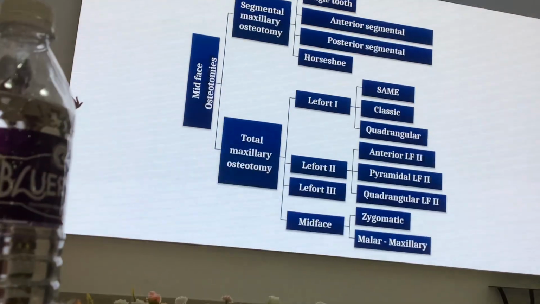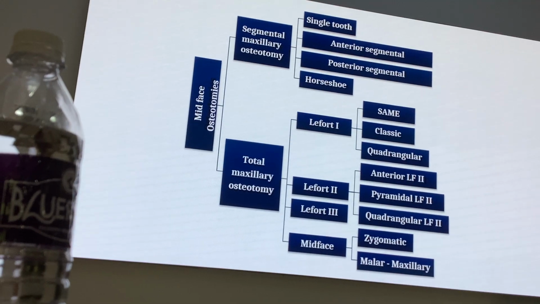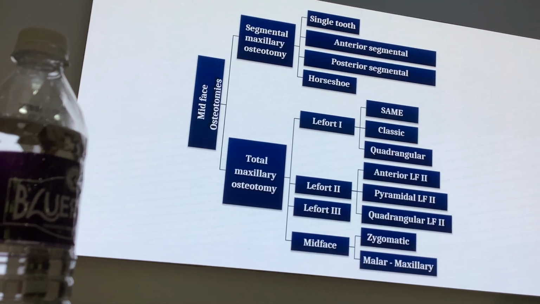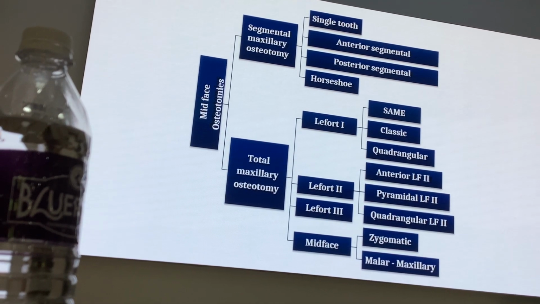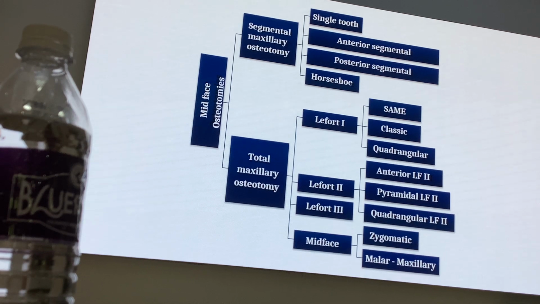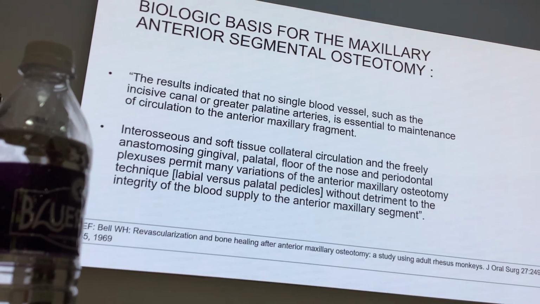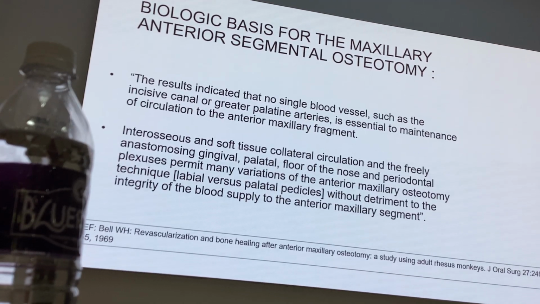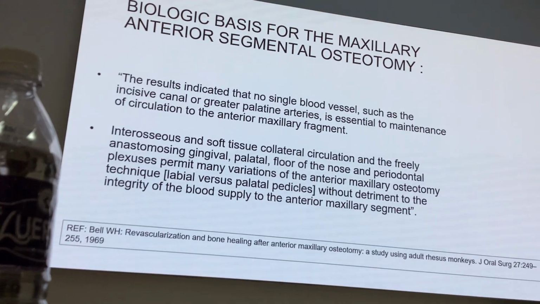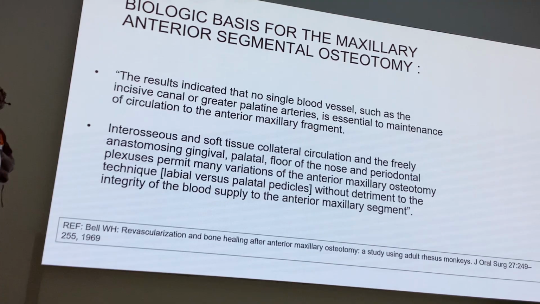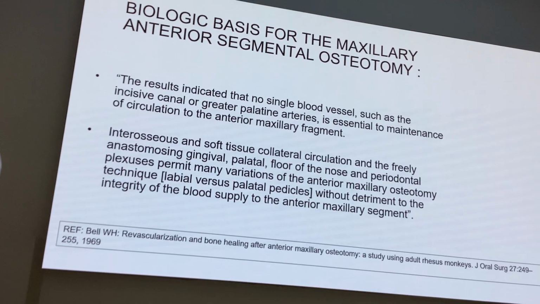These are the osteotomies. Variations are there. Mainly, you can get the maxillary osteotomies: Le Fort 1, Le Fort 2, Le Fort 3. Then horseshoe is there, anterior segment is there, posterior segment is there. Another is the biological basis of the anterior segmental osteotomy.